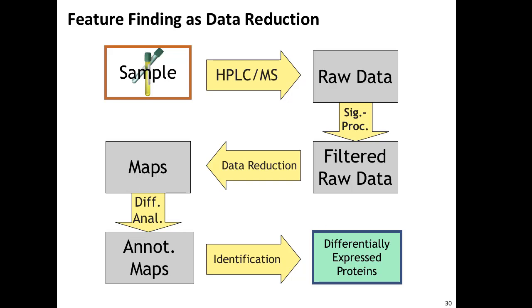You start with samples, you do HPLC-MS, and you get raw data. That's basically just the spectra that you recorded for each of your samples. We often do signal processing to do proper peak picking. We do some feature finding here, and we end up with these maps that contain only features, these dots that I showed you.